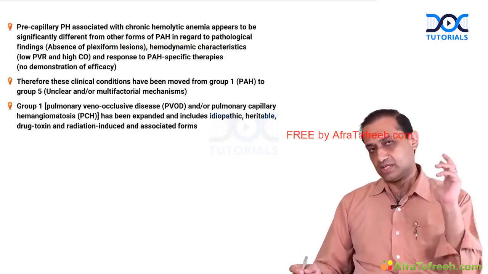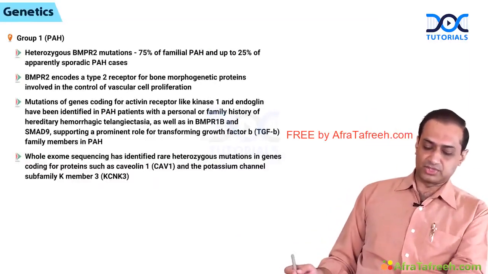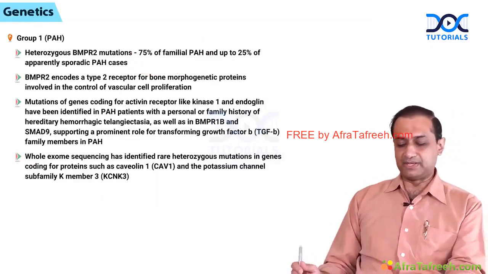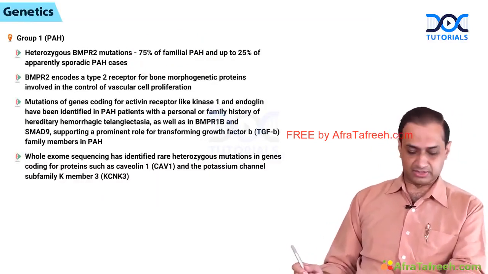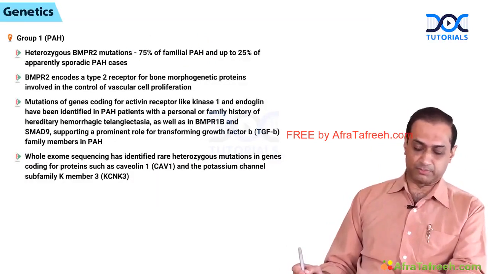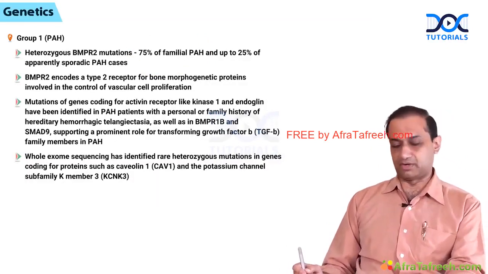Now, coming to genetics, in group 1, the commonest mutation is heterogeneous BMPR2 mutation, which is present in 75% of familial PH and 25% of sporadic cases. BMPR2 basically encodes the type 2 receptor for bone morphogenetic proteins, which are involved in vascular cell proliferation.